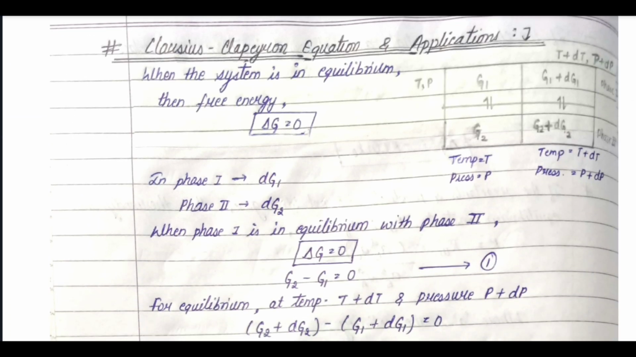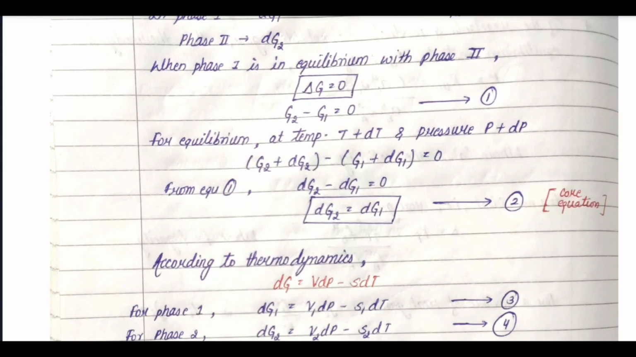Clapeyron equation and its application. When the system is in equilibrium, then free energy change delta G equal to 0. In phase 1 it is dG1, in phase 2 dG2. When phase 1 is in equilibrium with phase 2, delta G equal to 0, G2 minus G1 equal to 0, equation 1. For equilibrium at temperature T plus dT and pressure P plus dP, so G2 plus dG2 minus (G1 plus dG1) equal to 0. From equation 1, dG2 minus dG1 equal to 0, dG2 equal to dG1, equation 2.